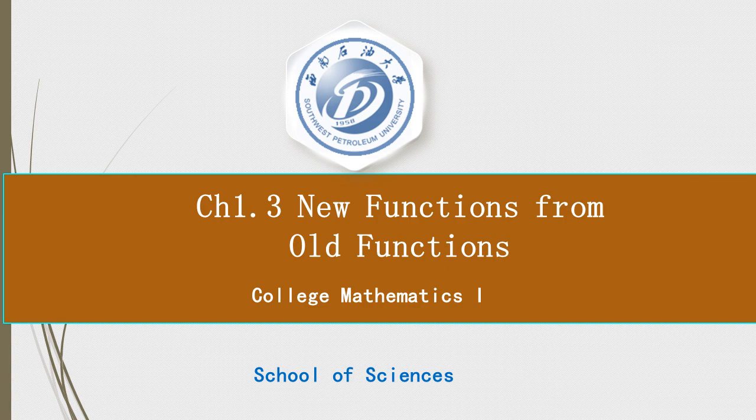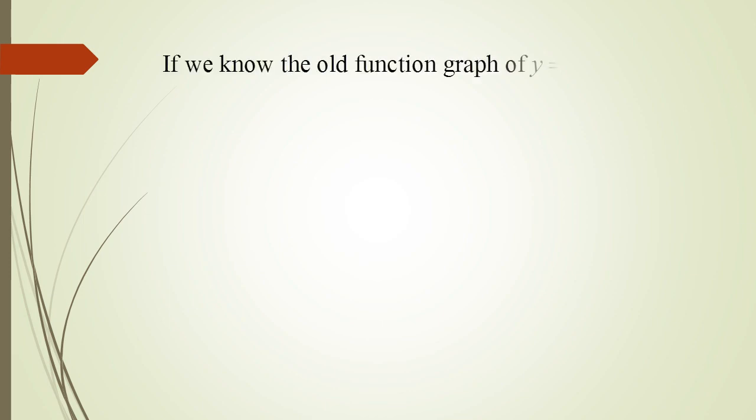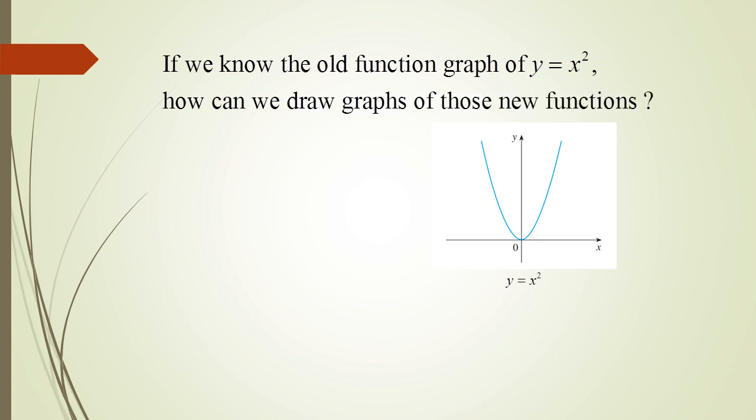Hello everyone. Today we will study chapter 1 section 3, new functions from old functions. If we know the old function graph of y equals x squared, which gives a parabola, how can we draw the graph of new functions, like the first one, y equals (x minus 2) squared? Number 2, y equals x squared minus 2.